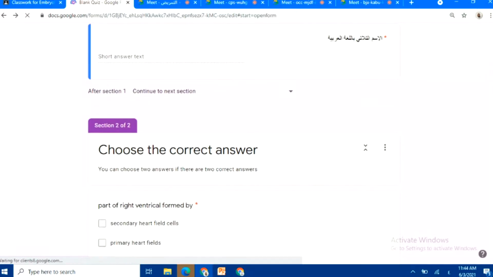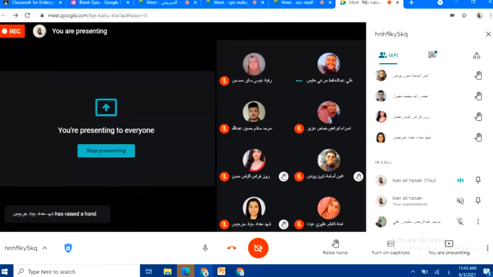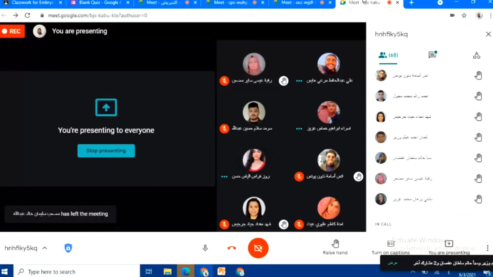Okay, let's come to solve them. First question: parts of the right ventricle are formed by which? Class A, who can answer? Anyone, the primary heart field? Are you sure? Secondary heart field and the primary. Count for me what are the parts that are formed by the primary heart field.